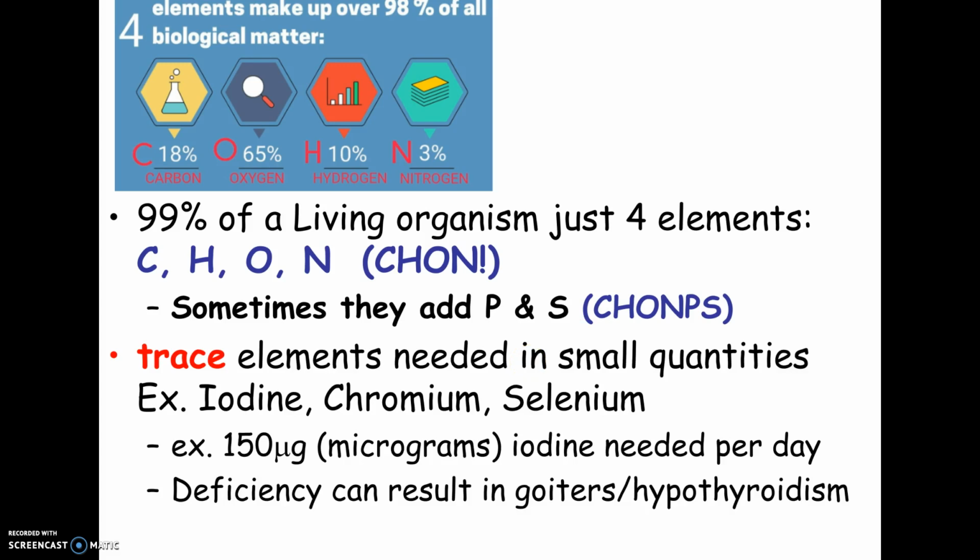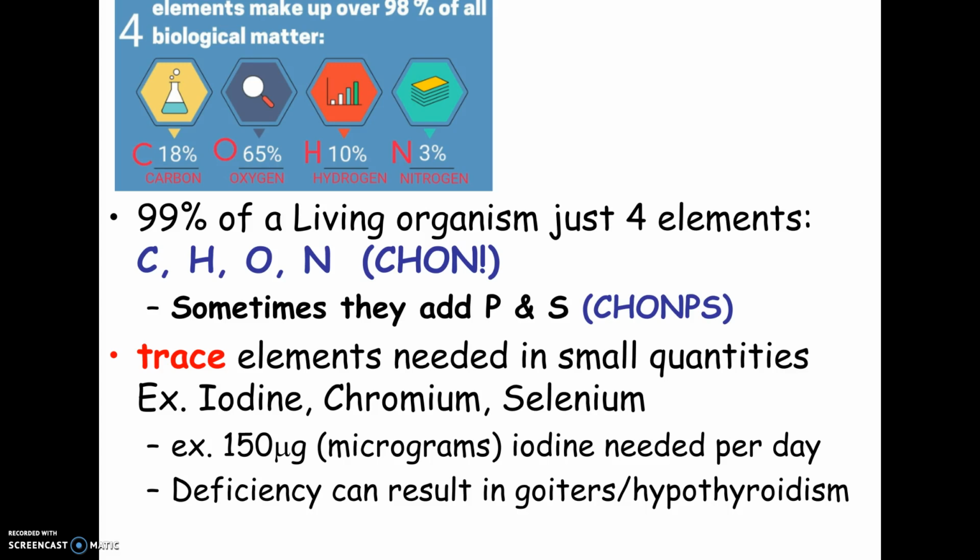Trace elements are what we call elements that we need in very small quantities. We only need traces of them. So for example, iodine, chromium, and selenium, you don't have to memorize those. But what you get in, for example, a daily vitamin are probably a lot of your trace elements. If you don't take vitamins, but you eat vegetables, spinach, and things like that, a lot of your trace elements come from those things that you eat.